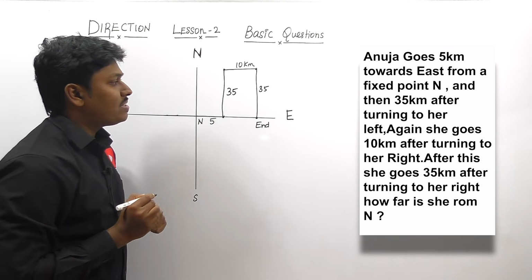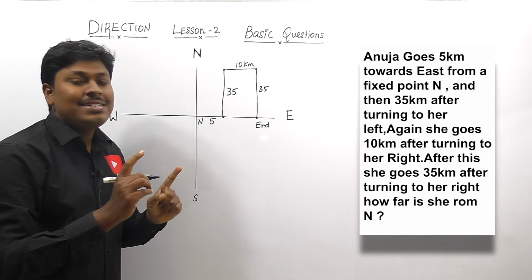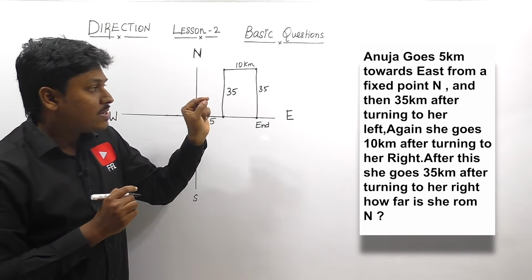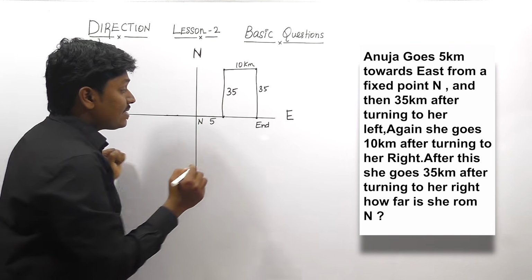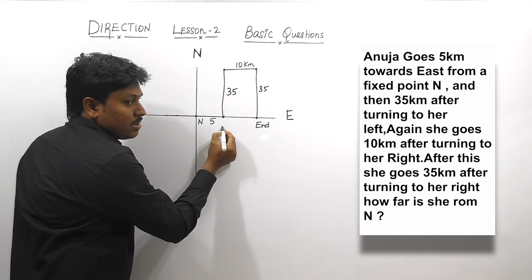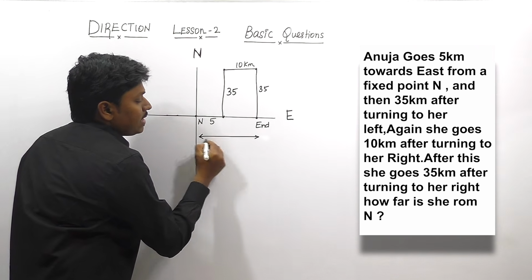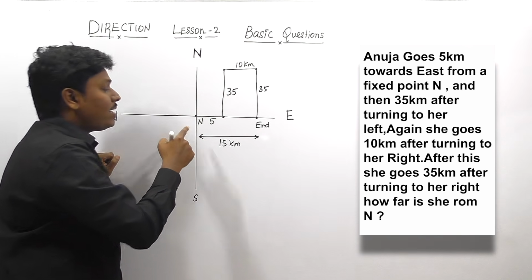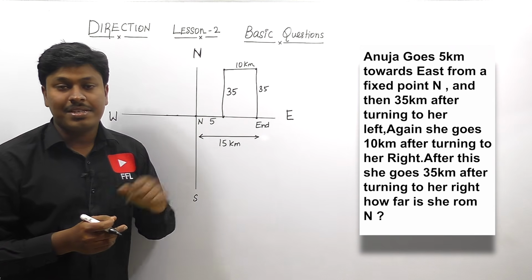So let me move on to the question, friends. How far is she from N? So friends, they are asking what is the distance between this fixed point, that is the starting point, to the ending point. Listen to the question, friends. How far is she from N? That is, how far she is from the starting point. So friends, listen carefully. This is the starting point and this is the ending point, right? So this is 5 kilometers and we know that it is 10. This is also 10, right? So total distance will be 15 kilometers. So friends, I can say that she is at a distance of 15 kilometers from this starting point. So we finally got the answer, 15 kilometers for question number 1.